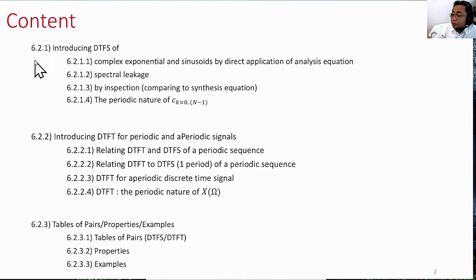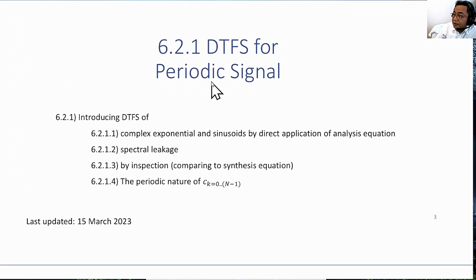Specifically in chapter 6.2.1, we'll introduce DTFS of complex exponentials and sinusoids by direct applications of the analysis equations. We examine spectral leakage, we inspect the synthesis equation, and we see the periodic nature of the c_k. Now we know that DTFS is applied only for periodic signals. So the periodic signals we are going to first examine are the simplest ones, the complex exponentials and sinusoids.